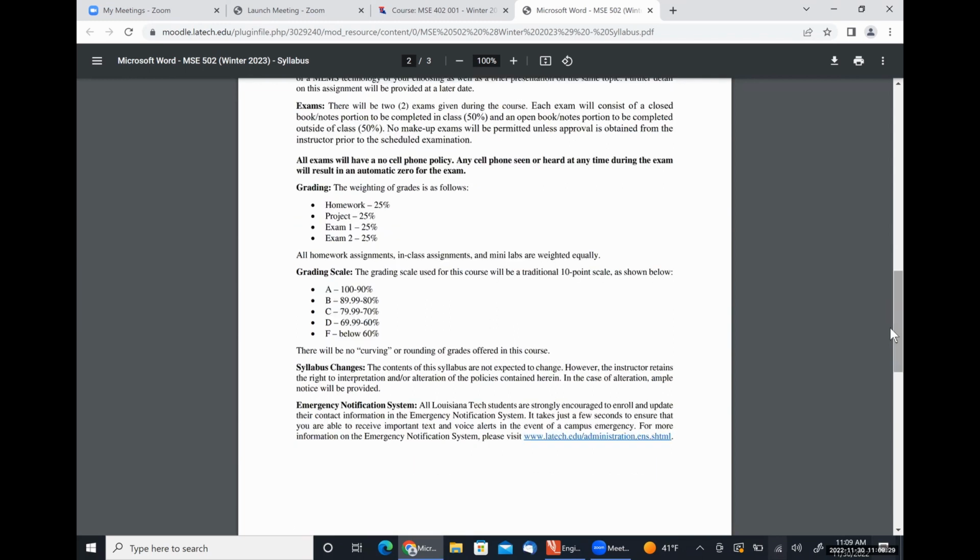The grading scale is a traditional 10-point scale. I am a jerk and do not curve or round grades up. So if you want to make an A in my course, you need a 90 or higher.